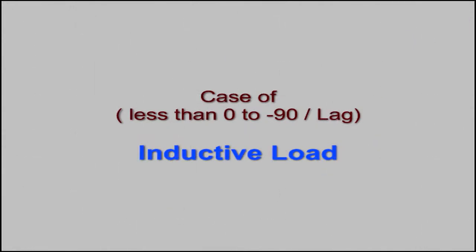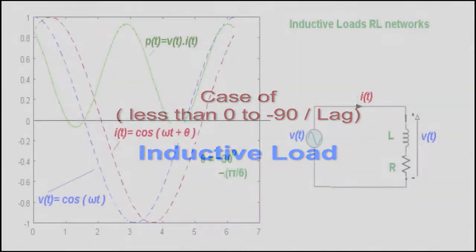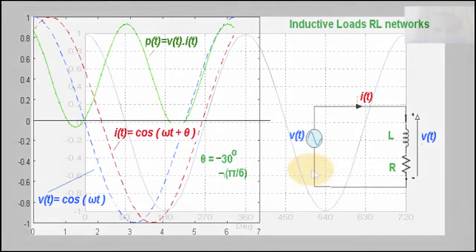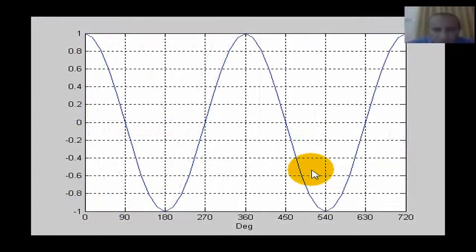Now we move to the inductive case. In the inductive case, the angle is negative or lagging. We will see now the impact of this lagging angle on power. Now we will move in the opposite direction. I mean, we decrease the angle by 30 degrees in each case.